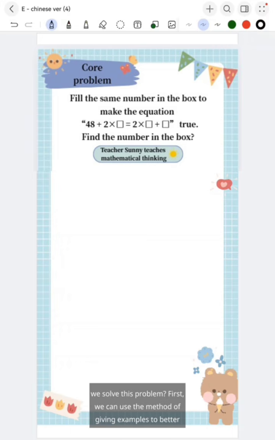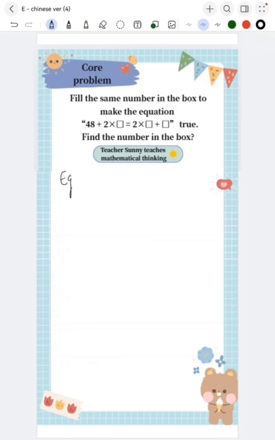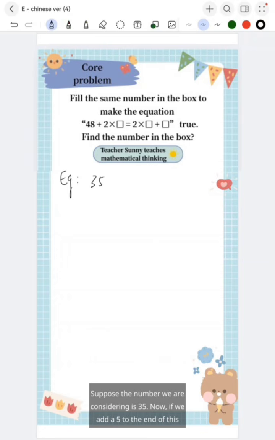First, we can use the method of giving examples to better understand the structure of the problem. For example, let's take a two-digit number. Suppose the number we are considering is 35. Now, if we add a 5 to the end of this number, it becomes 355. So, from 35 to 355, how does this change actually happen? Let us break it down step by step.